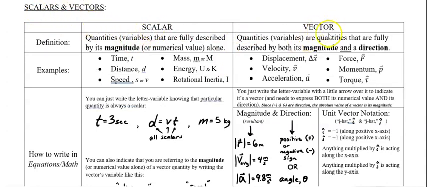So scalars and vectors are just two categories for any variable. So if I give you a variable like t equals 3 seconds, t, which stands for time, has to be either a scalar or a vector. So a scalar is going to be any quantity, such as time, that is fully described by a number value alone. And the number value we're going to refer to as a fancy math word, magnitude. Okay, so magnitude is when you just talk about a number value.